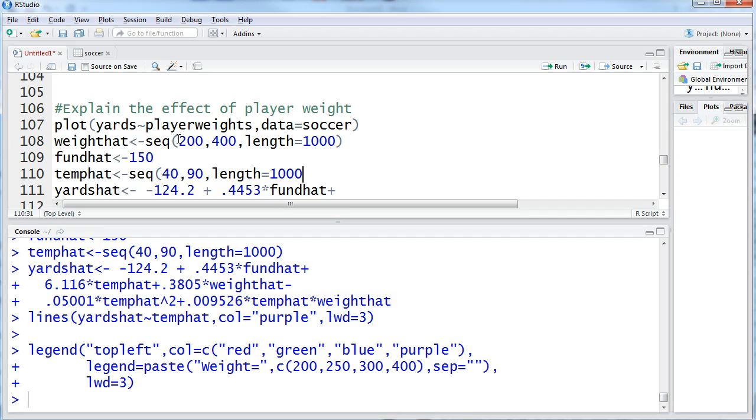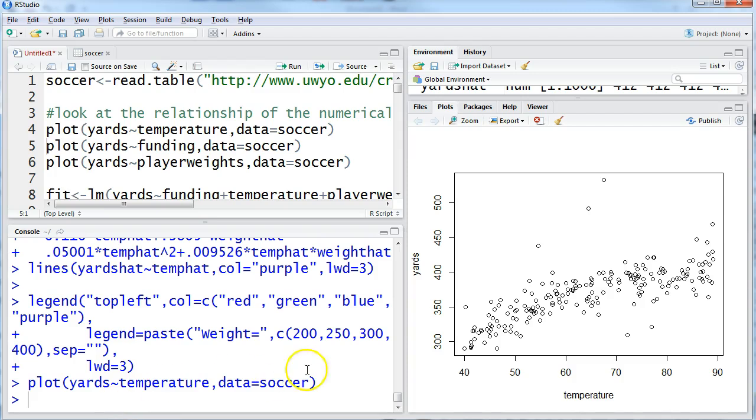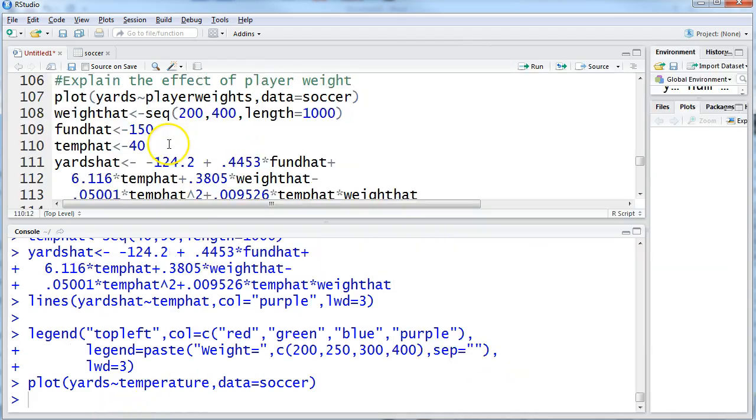And now temperature, because it's the interacting variable, it's not going to be a sequence. It's going to start at something low, which looks like 40 to 90. Please tell me this is Fahrenheit. Otherwise, you just boiled a couple soccer players. So we'll start with 40.